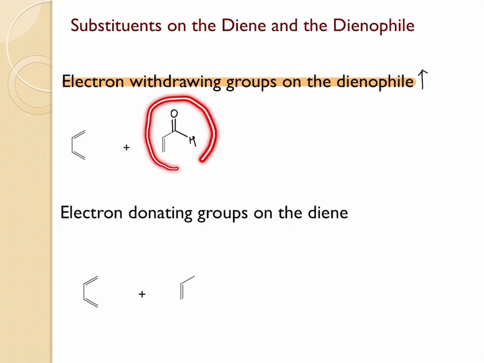Here we have a dienophile and you can see that there is an electron withdrawing group. The carbonyl groups and the cyano groups are some examples of electron withdrawing groups. Let's draw the resonance contributor for this dienophile. So these electrons are going to shift here in the pi bond. The electrons from the pi bond are going to shift onto oxygen. And here is the resonance contributor.